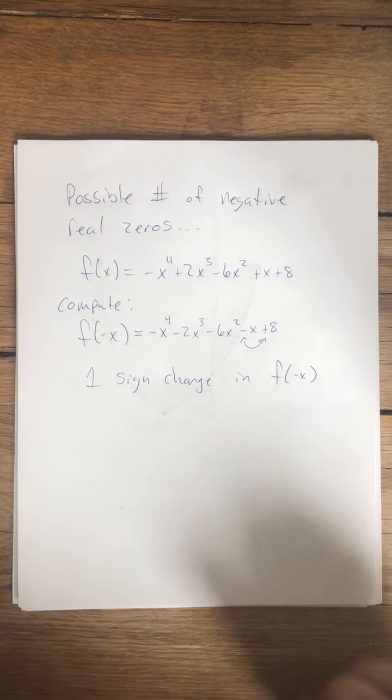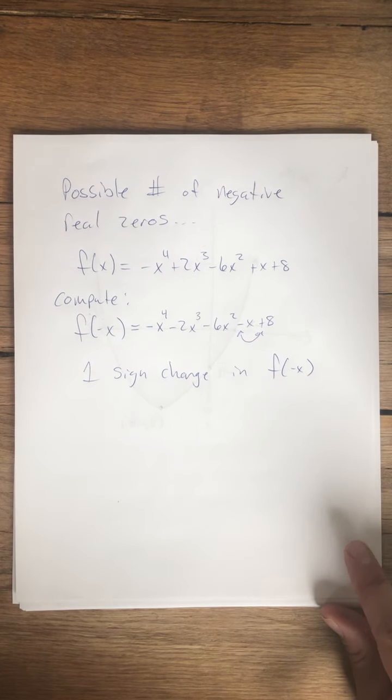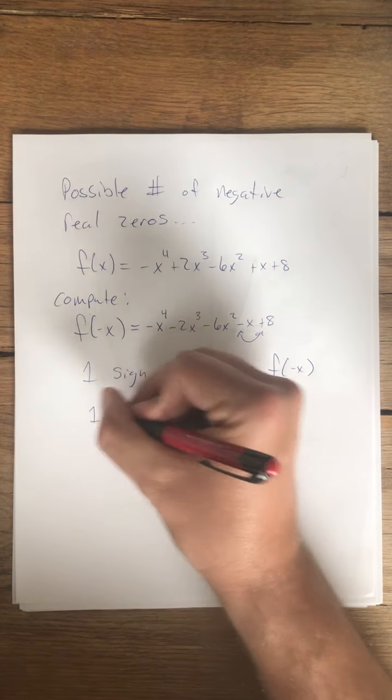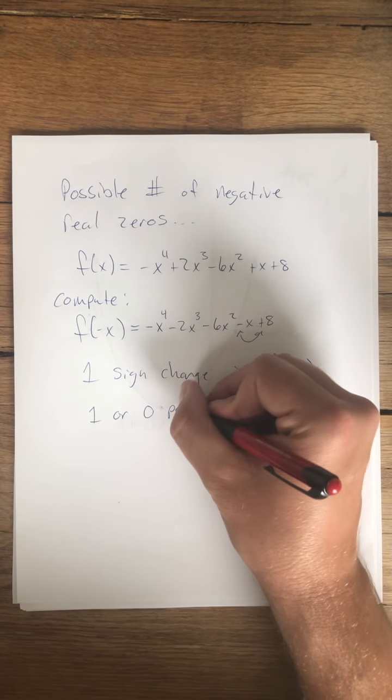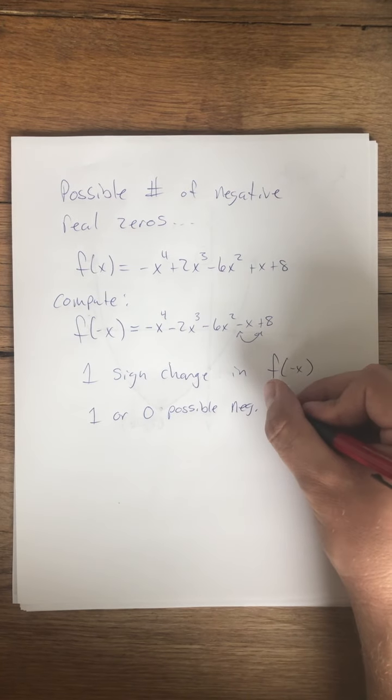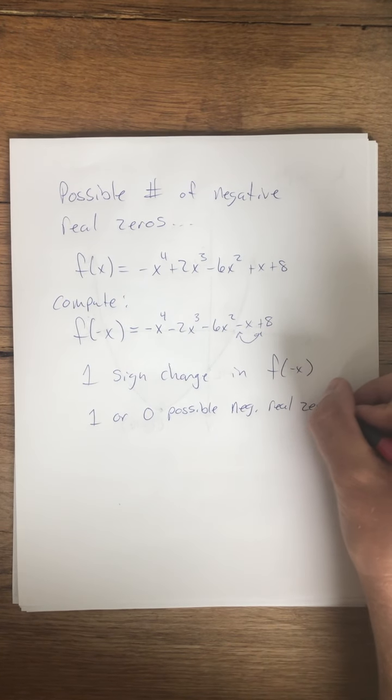And now the same rule applies. It's the number of sign changes, minus 2, minus 2, minus 2, until you get to 0. So 1 or 0 possible negative real zeros.